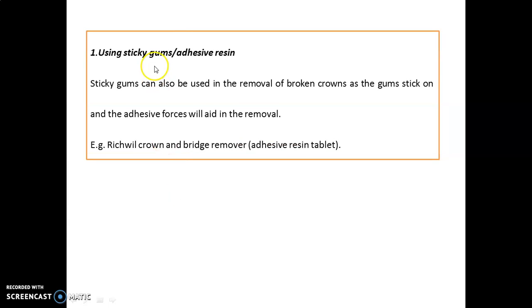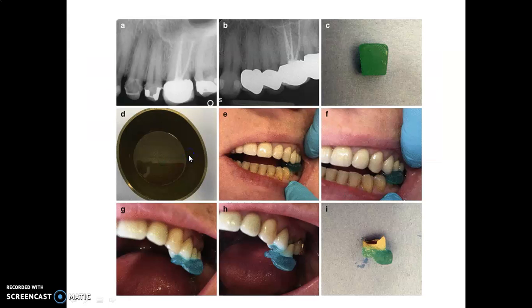So first one is using sticky gums or adhesive resin. Sticky gums can also be used in the removal of broken crowns, as the gums stick on and the adhesive forces will help in the removal. The best example is Ritual crown and bridge remover. It comes in the form of adhesive resin tablet. Now as you can see, this is your adhesive resin. It is softened in hot water and is placed between the teeth, and the patient is allowed to occlude. So this adhesive resin will stick to the broken crown fragment and help in the retrieval.